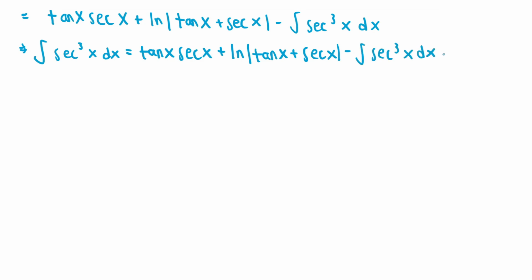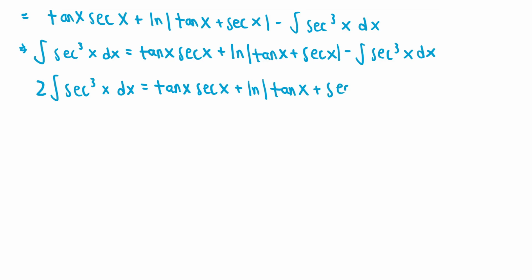Since the expression for secant cubed of x contains itself, we should solve the equation for the integral to find an expression for the integral that isn't self-referential. To do this, we should add the integral of secant cubed of x dx to both sides of the equation, which results in the equation 2 times the integral of secant cubed of x dx equals tangent x secant of x plus ln of the absolute value of tangent x plus secant of x.